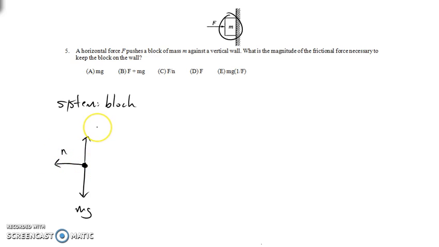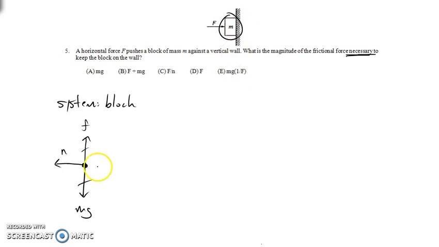Then there's going to be some force of friction that essentially is going to happen parallel to the surface. Now, I'm saying that it's going to be up because it needs to be in whatever direction there is to oppose motion. That's what the question means when it says, is it necessary to keep the block on the wall? It has to balance this force. We could say that those things are going to add up to zero, so long as this isn't accelerating down or up.